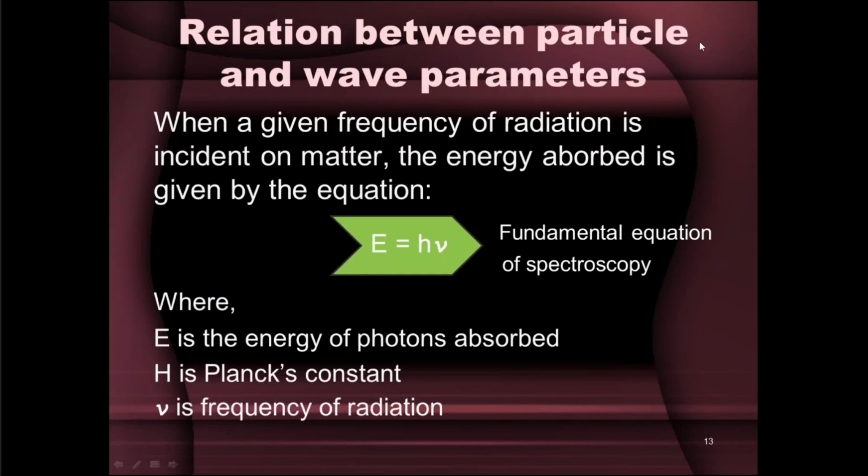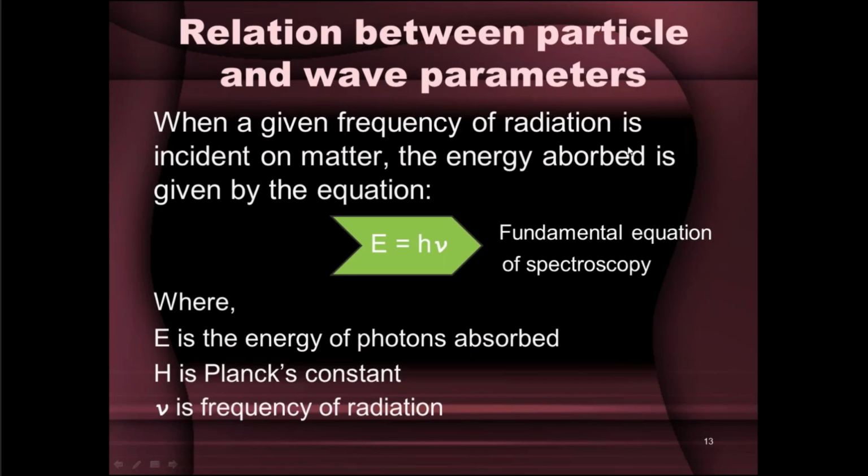So now we see the relationship between particle and wave parameters, because both the theories have been found to describe certain features about electromagnetic radiation. Most of the phenomena associated with electromagnetic radiation and spectroscopy are explained by the wave theory, but particle theory is necessary to explain particularly the absorption and emission phenomena. And that's why we consider both the theories to be complementary to each other, and they are taken together. So what is the relation between these two parameters?